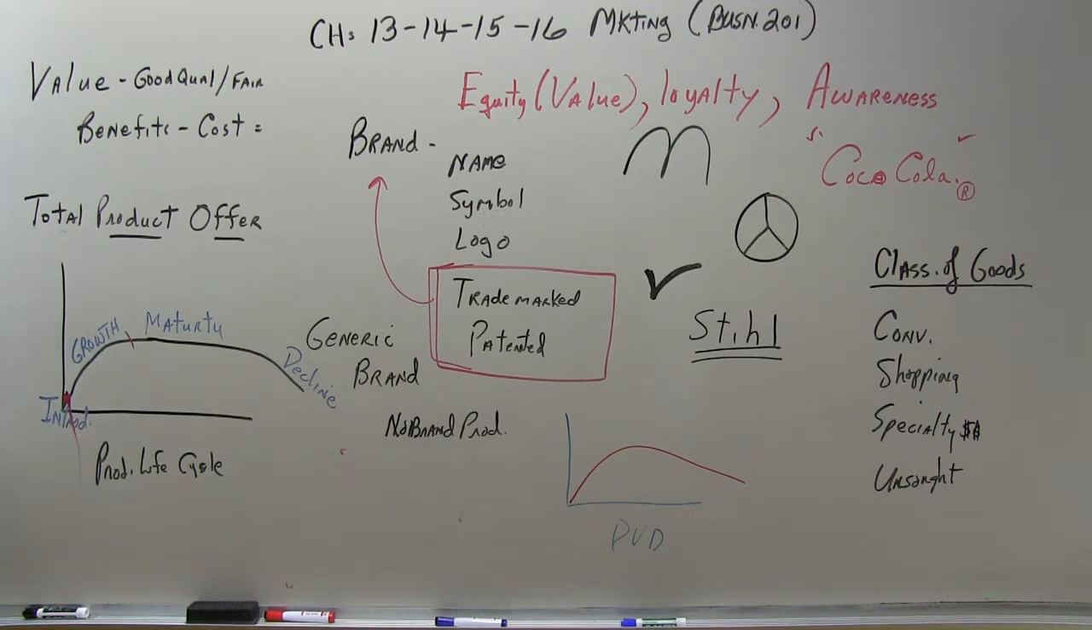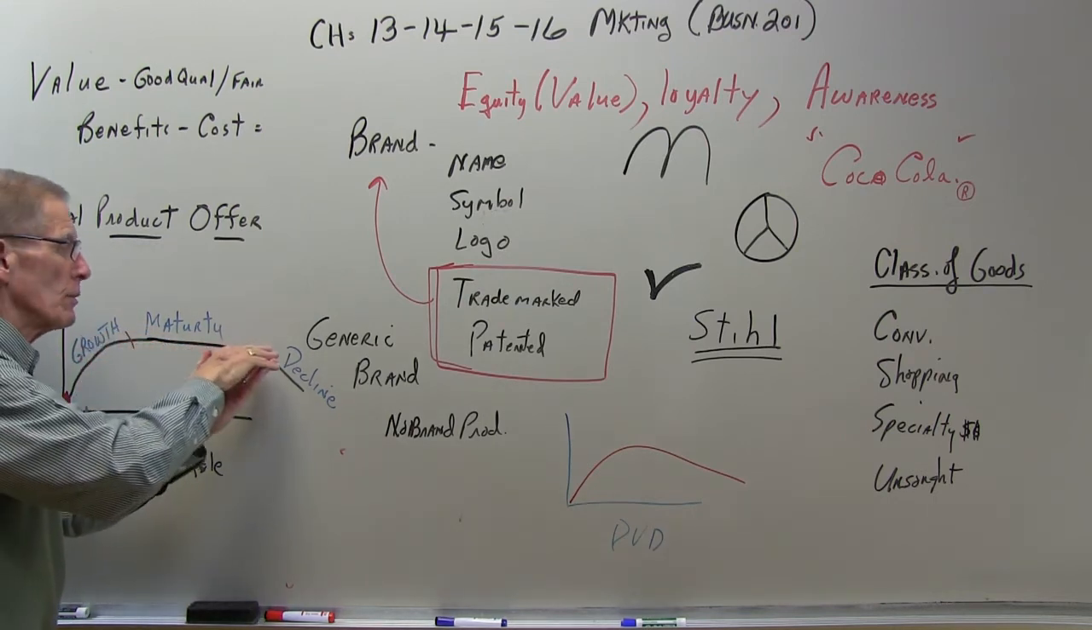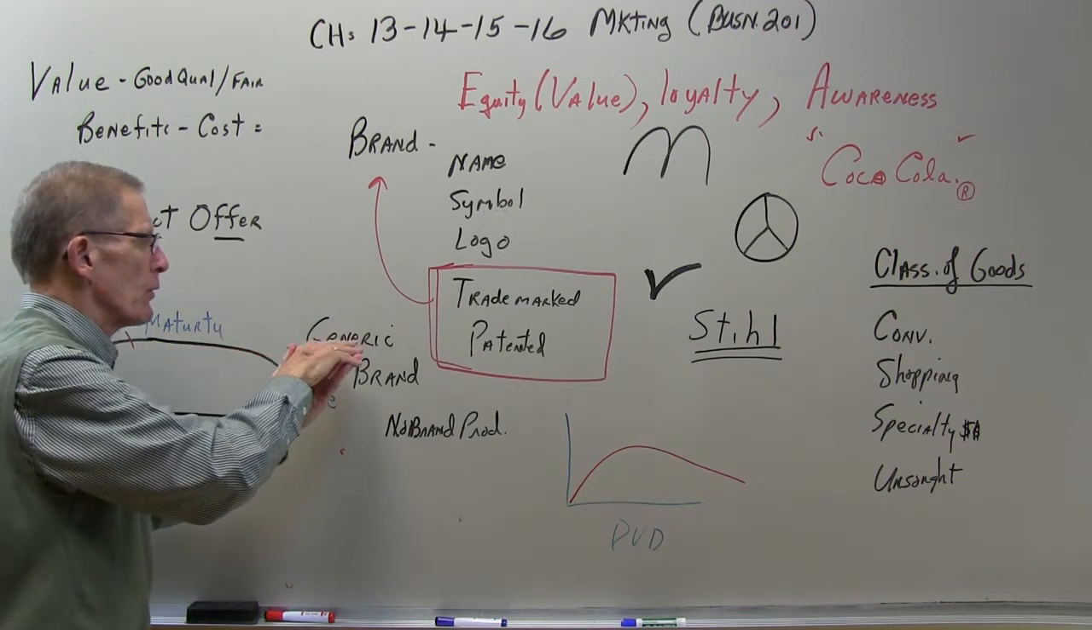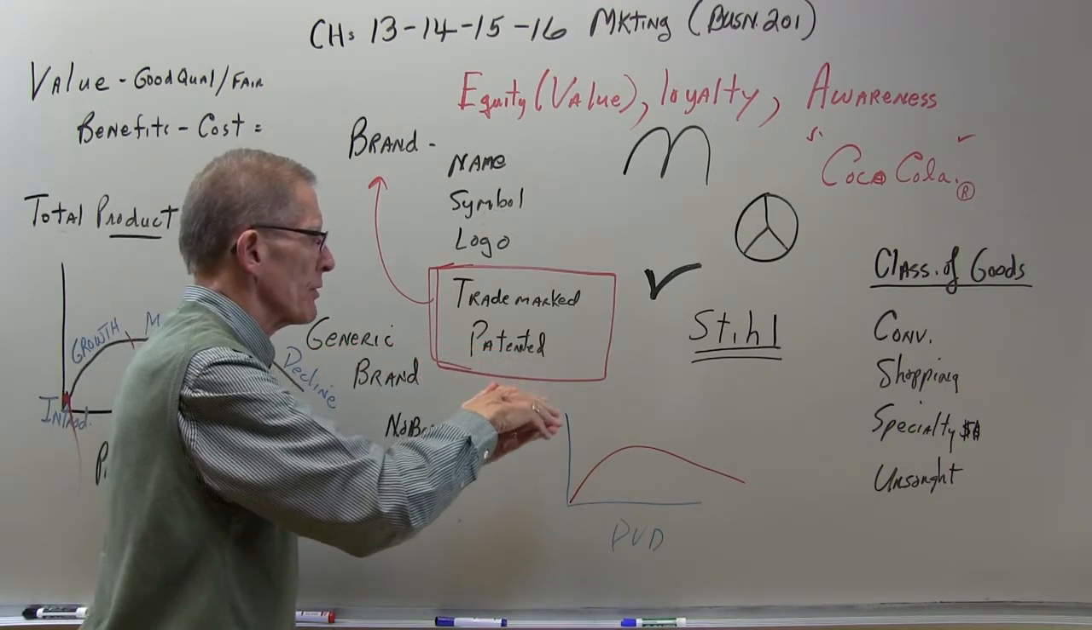What are some products that have been in maturity a pretty good while? Doritos? Coke? How long has Coca-Cola been in maturity? What do they do to stay in maturity? They change up, they add a flavor. They put it in a different size container. They do some things to change it, but it's still Coke. And it stays in maturity for a long, long time before it starts declining.